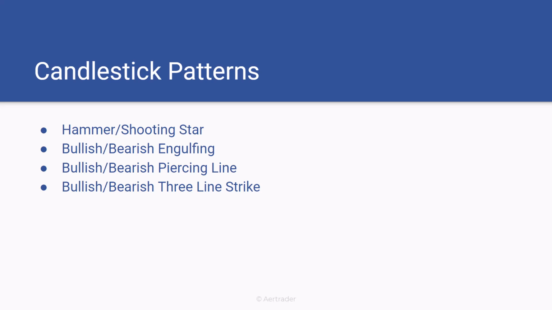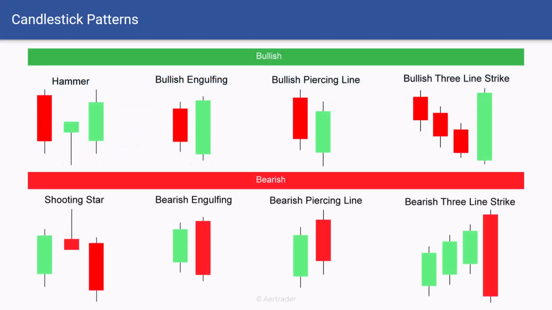The important candlestick patterns that you need to know are hammer, shooting star, engulfing, piercing line, and three-line strike. Here we have an illustration of the 8 most important candlestick patterns. The hammer candlestick pattern is a bullish reversal pattern that is typically observed at the bottom of a downtrend.